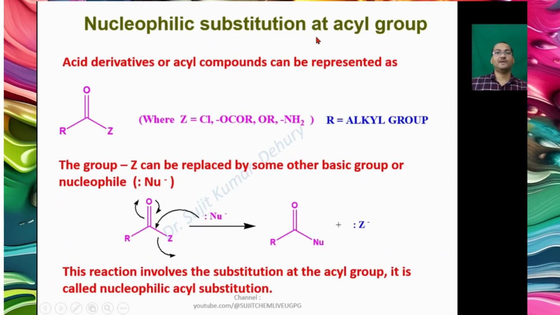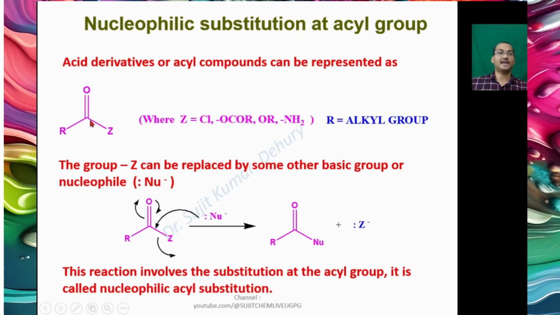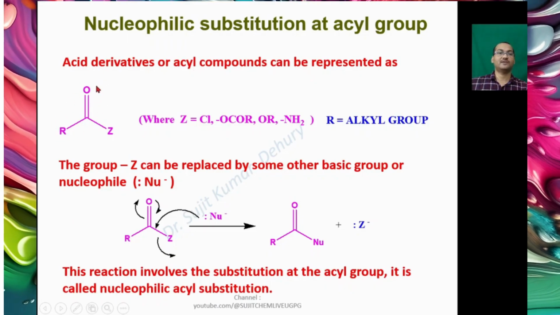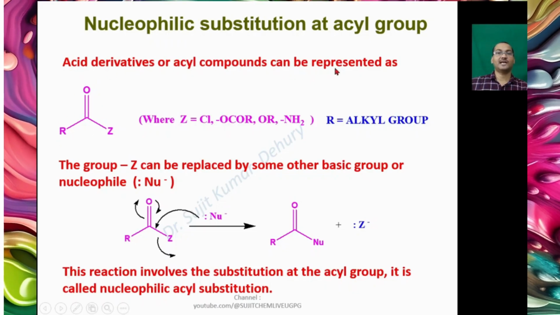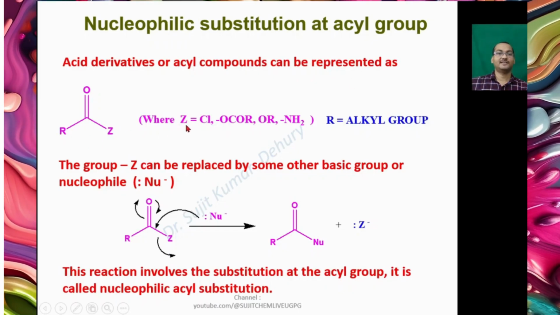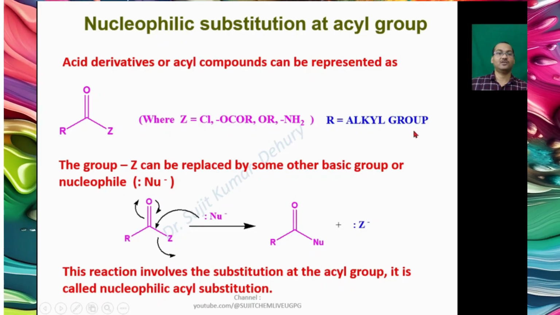The next topic is nucleophilic substitution at the acyl group. So what is an acyl group? We should know. The RCO group is known as an acyl group, or the CH3CO group is known as an acyl group. These acid derivatives or acyl compounds can be represented in general as RCOZ, where Z is Cl, OCOR, OR, NH2, where R is an alkyl group.